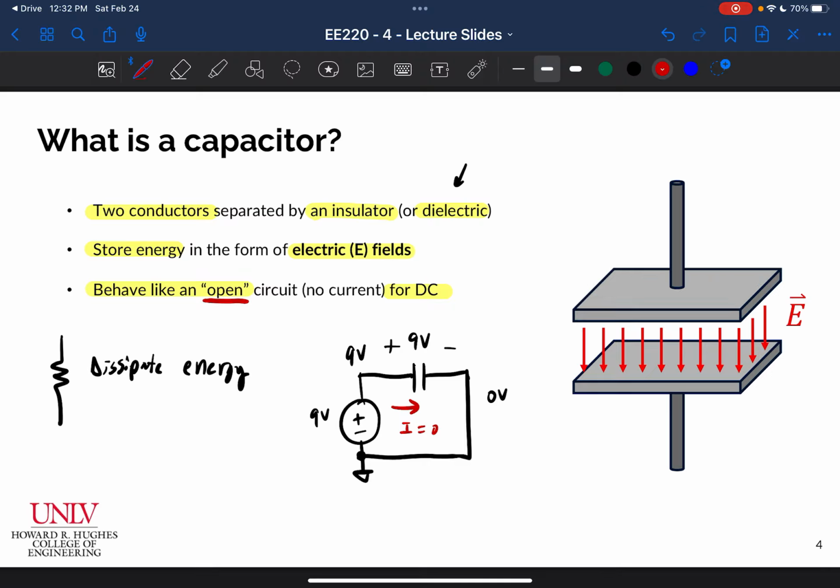I'll go ahead and leave this video here, a little introduction to the capacitor, and in the next video I'll talk about capacitance and what properties of the capacitor determine how much energy and how much charge it can store.